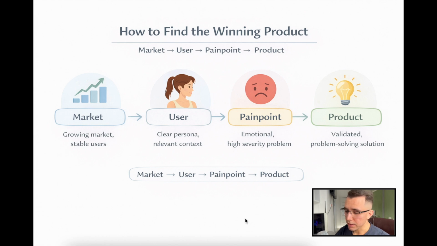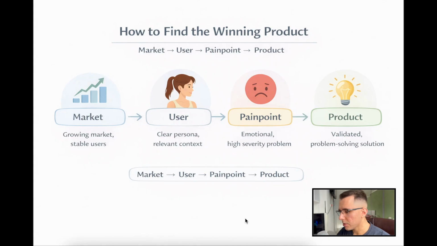You have to find a growing market with stable users. You have to define the user persona first, a clear persona with relevant context for your product. Then you think about the main emotional or high severity problems that they face, and only after that you propose the product or the solution. So the rule of thumb is that any product is a solution. You have to change your way of thinking about building a company. It's not about the product, it's about solving the pain point of your audience.